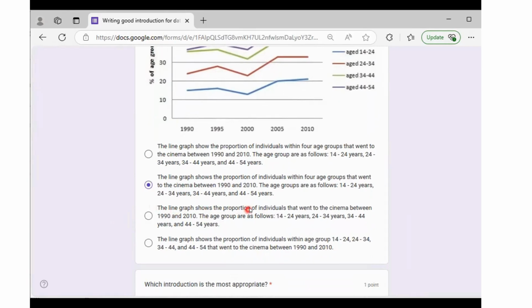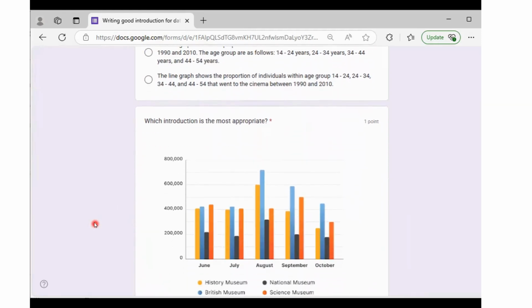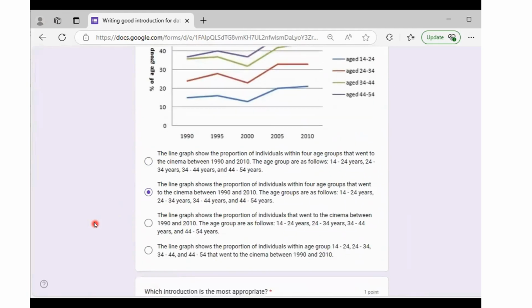Option C says the line graph shows the proportion of individuals that went to cinema in 2010. They did not put within 4 age groups, and it says age group instead of age groups. So I won't go for option C. Option D says the line graph shows the proportion of individuals within age groups. Groups is missing, S is missing, and it's good to put years also. Years should be there. So I won't go for option D. For me, the answer should be option B.